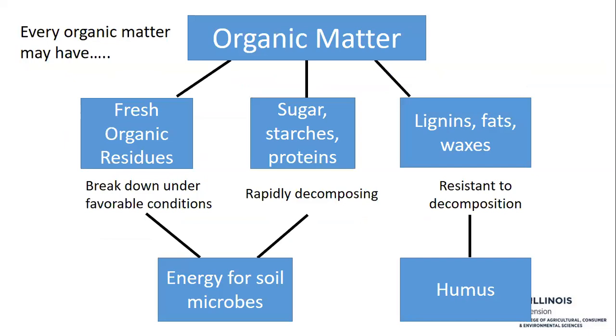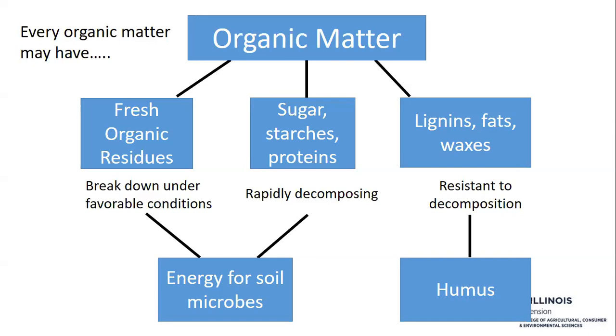It's not going to go straight to the soil organic matter. So every organic matter may have different compounds. When I add compost, manure, cover crops, or leaf litter as an organic matter, it could have fresh organic residues, sugars, starches, proteins, or it could have lignins, fats, and waxes. Lignins are more of that woody plant material that can be pretty common with some of our bark and other wood chips.